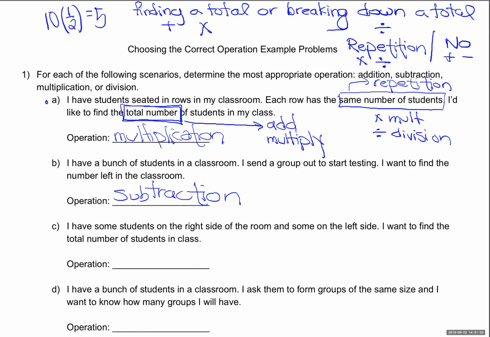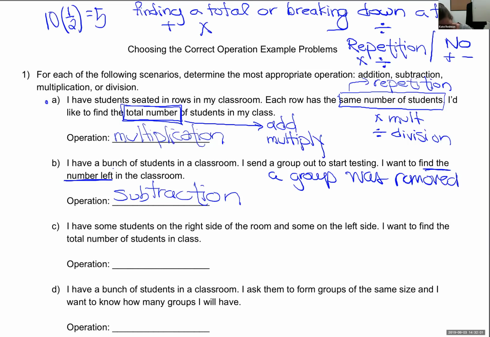So you liked that wording, finding the number left in the classroom? Yeah. Definitely that was a big clue that there was subtraction going on. Anybody else? I want to say the word out. Oh, that we sent them out of the classroom? Like a group was removed? Yes, left. Sure. And it was just one single solitary group removed, not a bunch of same-sized groups. So yeah, subtraction, not division.